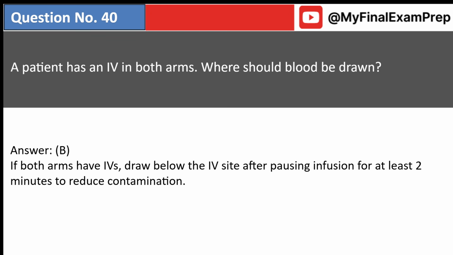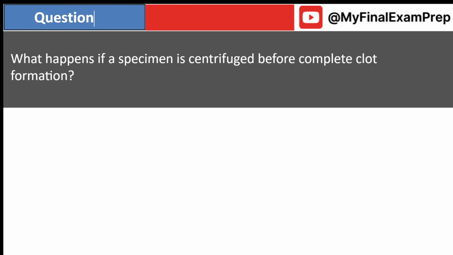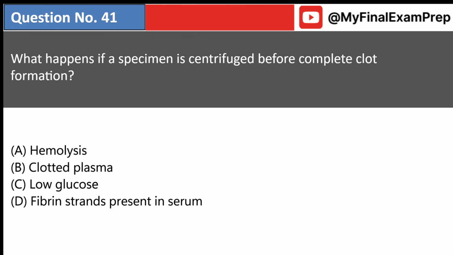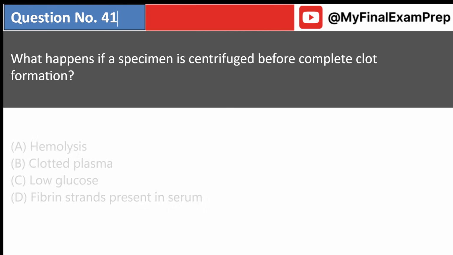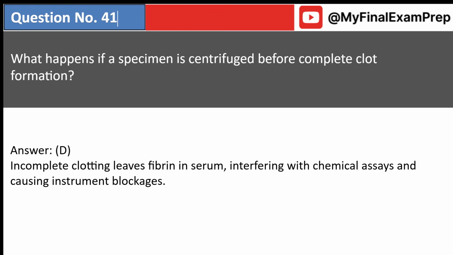to reduce contamination. What happens if a specimen is centrifuged before complete clot formation? A. Hemolysis. B. Clotted plasma. C. Low glucose. D. Fibrin strands present in serum. Answer: D. Incomplete clotting leaves fibrin in serum, interfering with chemical assays and causing instrument blockages.